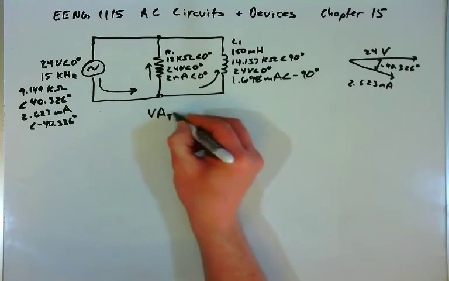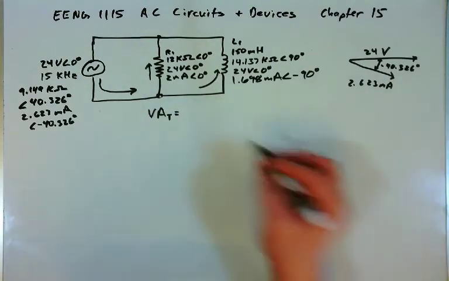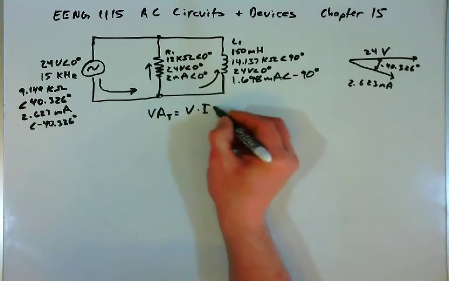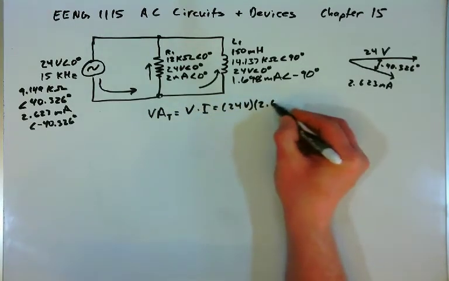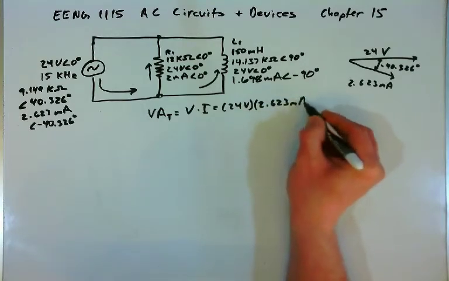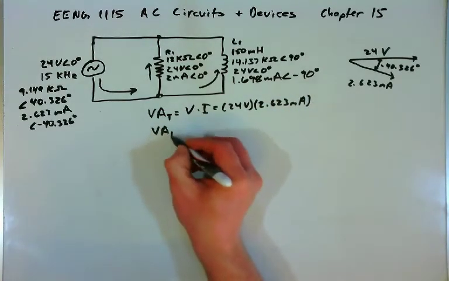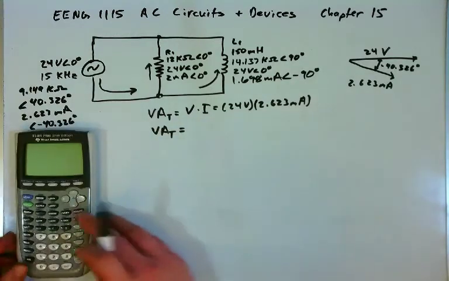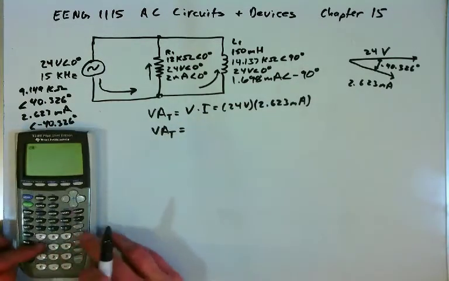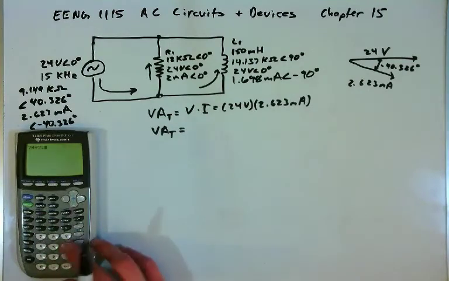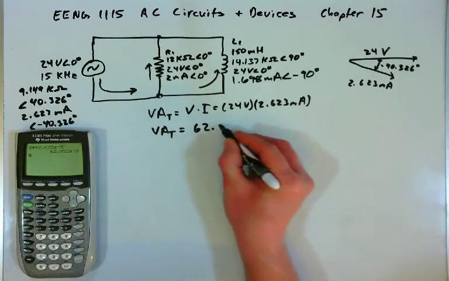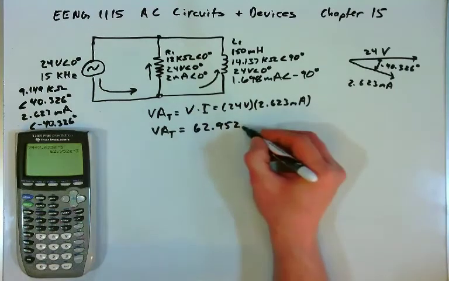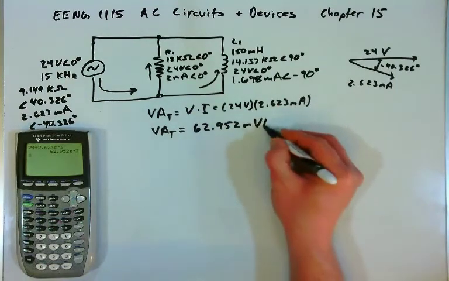The total volt amps of the circuit is going to be just the magnitudes, multiply the voltage times the current, and we'll have 24 volts times 2.623 milliamps. So the total volt amps of the circuit will be, we have 24 volts times 2.623 milli, and we have 62.952 milli. The units will be volt amps.